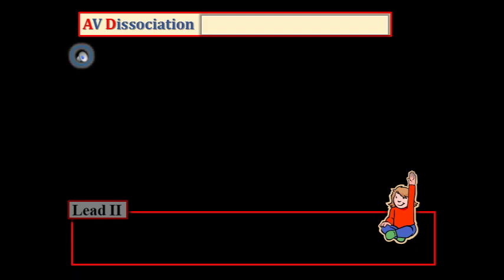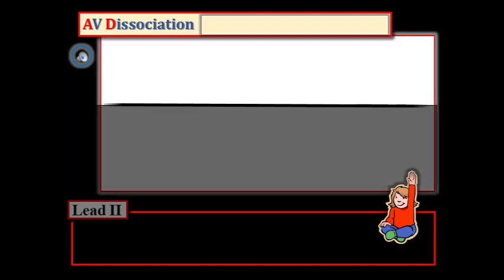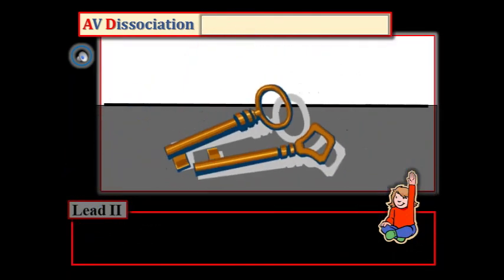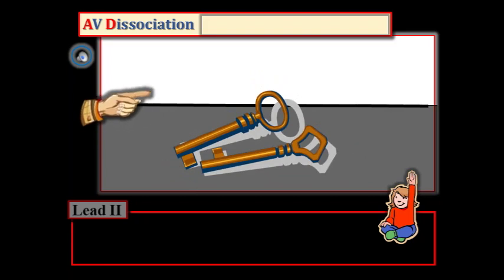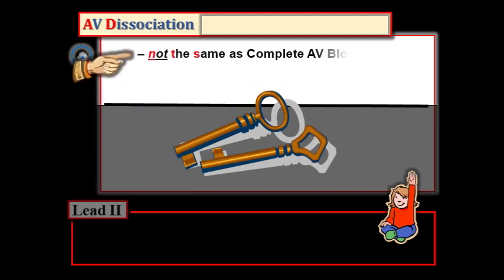This leaves us with the final concept of this video on AV block basics, which entails understanding what is meant by the term AV dissociation. If we had to state one key message to leave you with, it would be that AV dissociation is not the same thing as complete AV block.